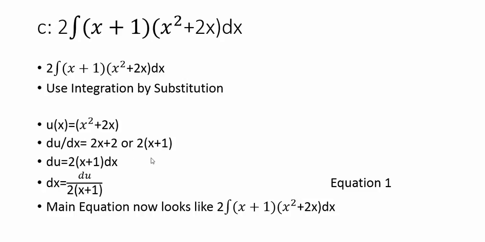When I differentiate it, I'll get 2 into x plus 1, and du is equal to 2 into x plus 1 by dx, and this also helps me cancel out this 2. This 2 is intentionally kept so that I get a sweet answer. Now dx is du by 2 into x plus 1.